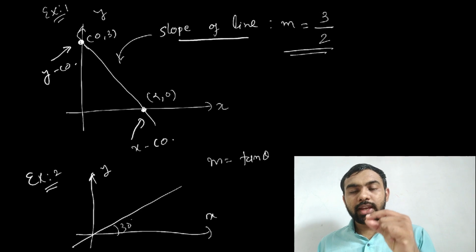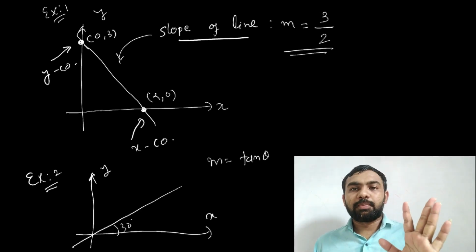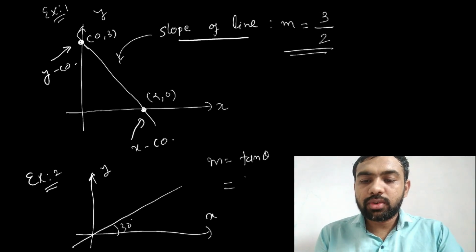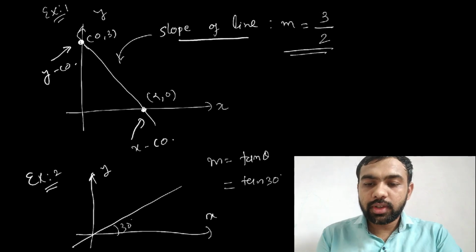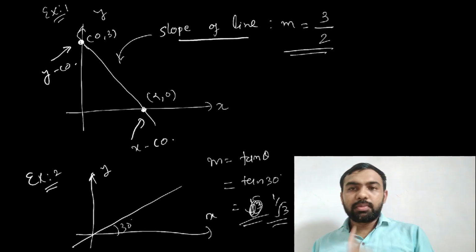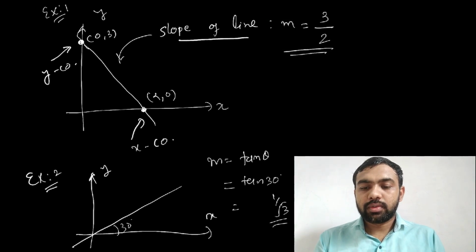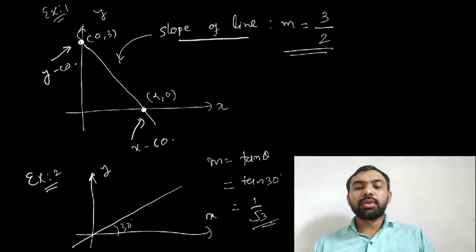Right now we just write the relation y is equal to mx plus c. Here theta must be with the horizontal. So what is the answer? m is equal to tan 30. Put this value here. Tan 30 is equal to 1 upon root 3. So you write the answer in this way.